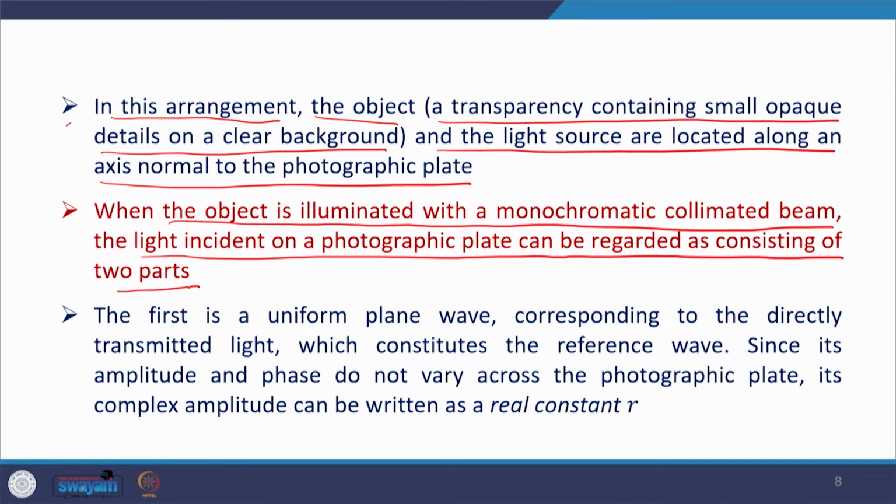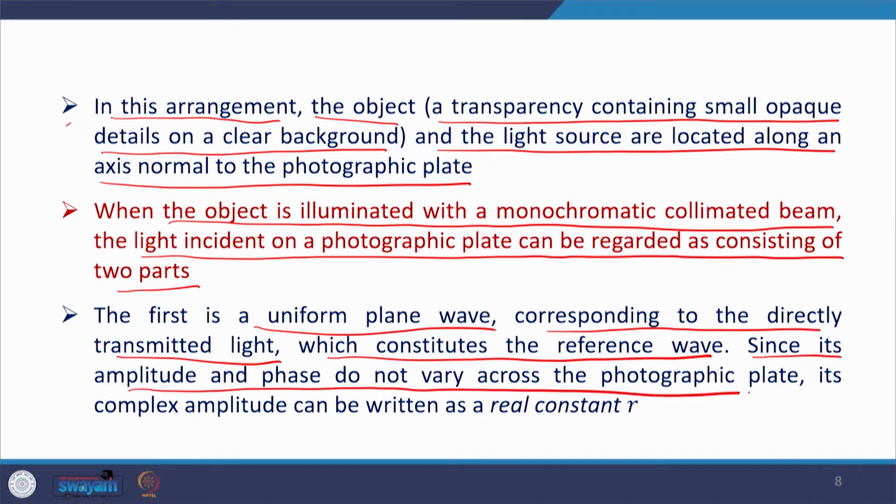What are those two parts? The first part is a uniform plane wave corresponding to the directly transmitted light, which constitutes the reference wave. Since its amplitude and phase do not vary across the photographic plate, its complex amplitude can be written as a real constant R. Do remember it. The amplitude of the undeviated light, or the reference beam, is represented by the real constant R.